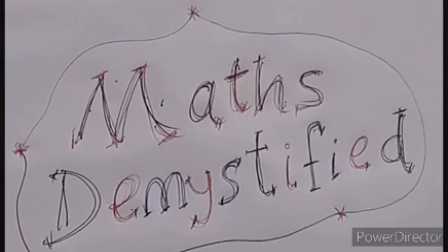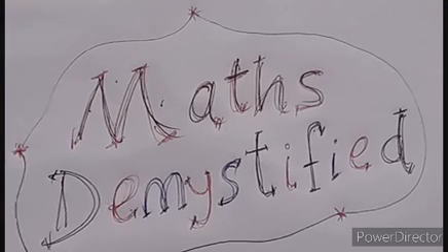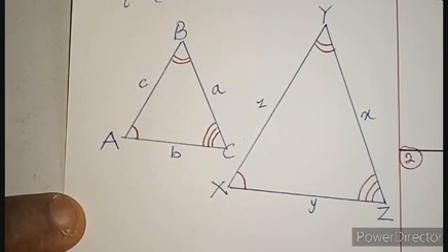This is Maths Demystified. In this lesson, we shall be dealing with similar triangles. Before we go into the lesson, what is the meaning of the word similar? Before you can say two things are similar, it means one of the objects is bigger than the other, but they have a look-alike. Then you say they are similar. If they are exactly the same thing, you will say they are equal.